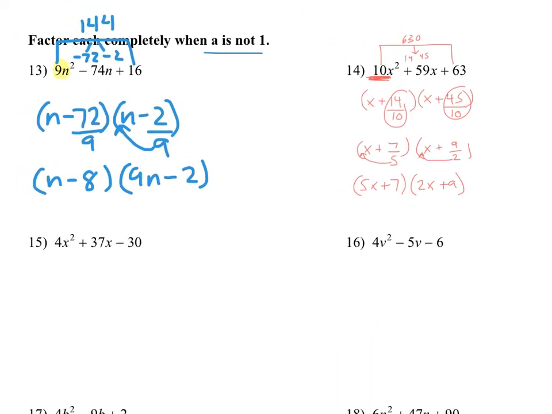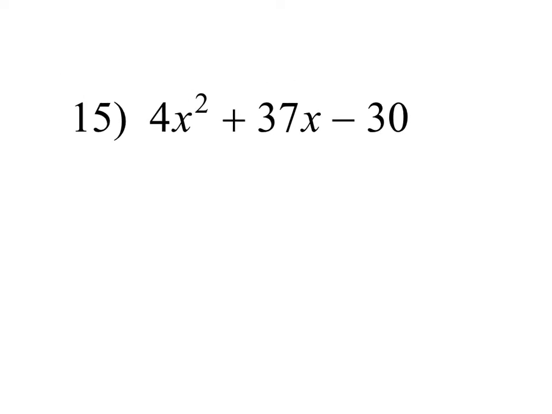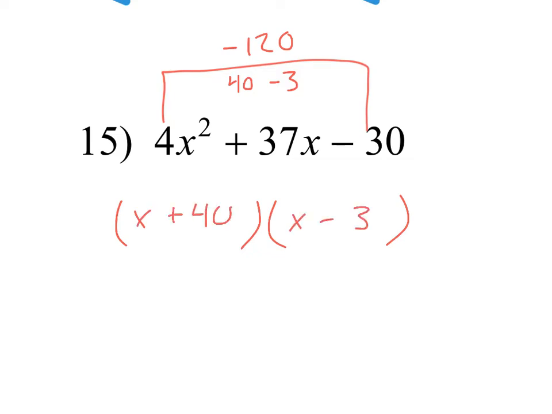Okay, let's go to our next example, 15. What do we do first here? Multiply 4 times negative 30, and what do we get? Negative 120. So what are two factors of negative 120 that give us 37? 40 and negative 3. So now what do we do? Our parentheses. X plus 40 and x minus 3. Perfect. Now what?